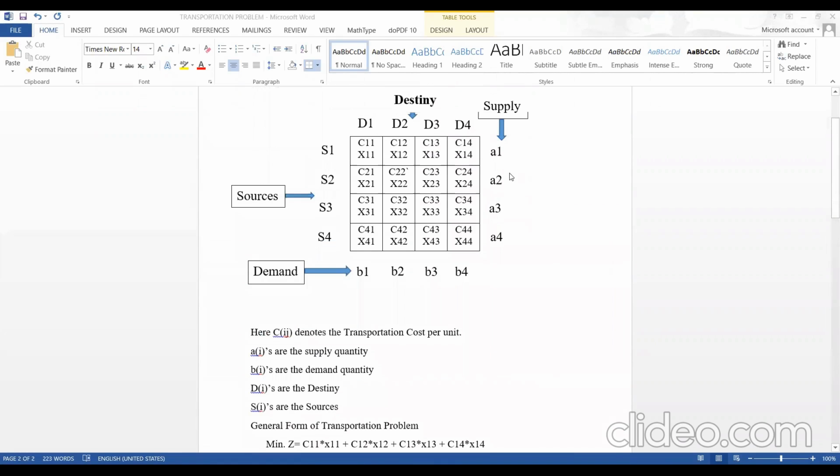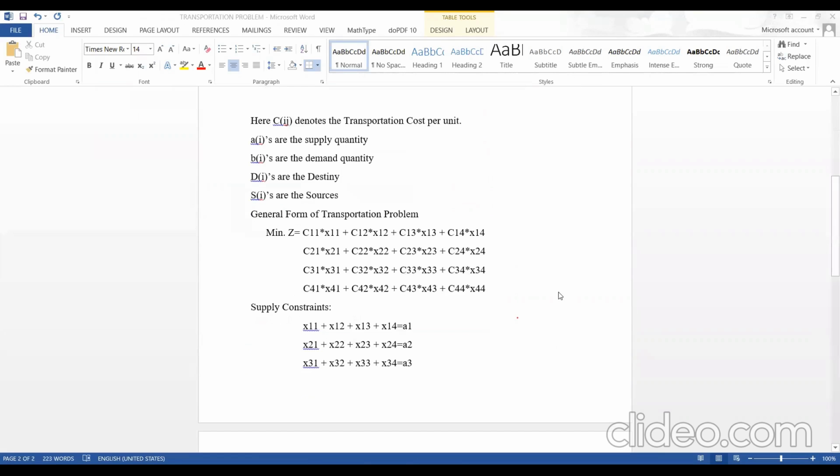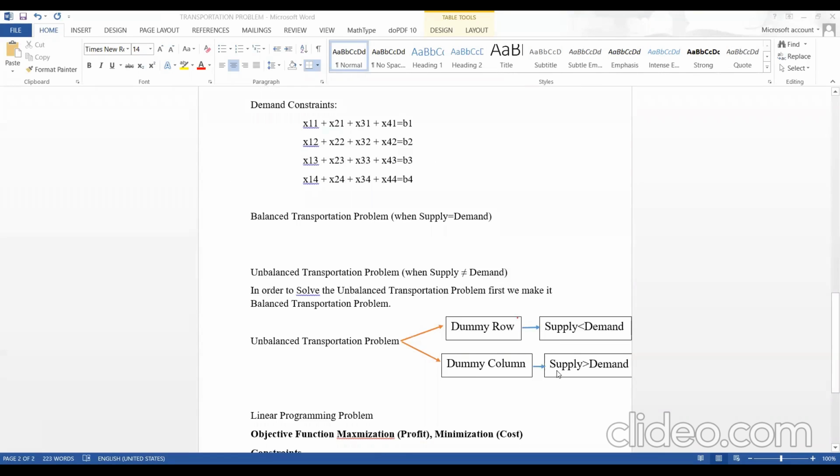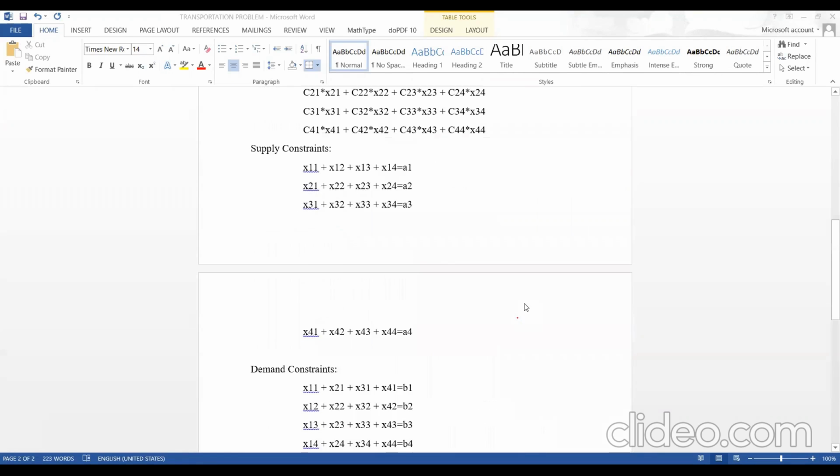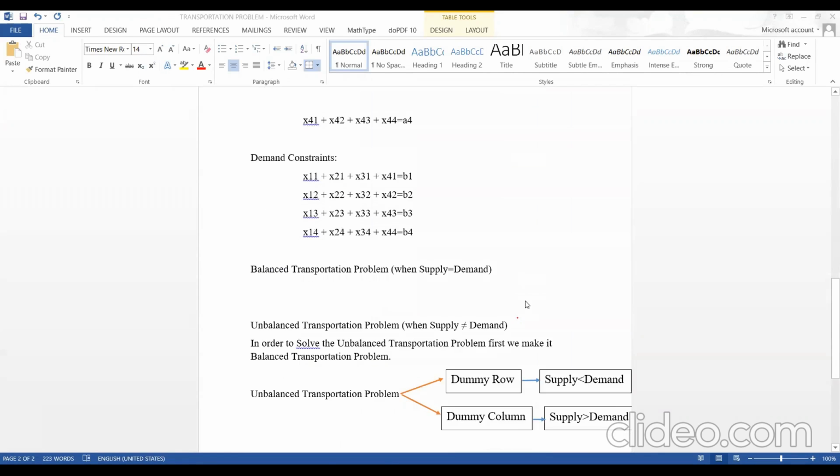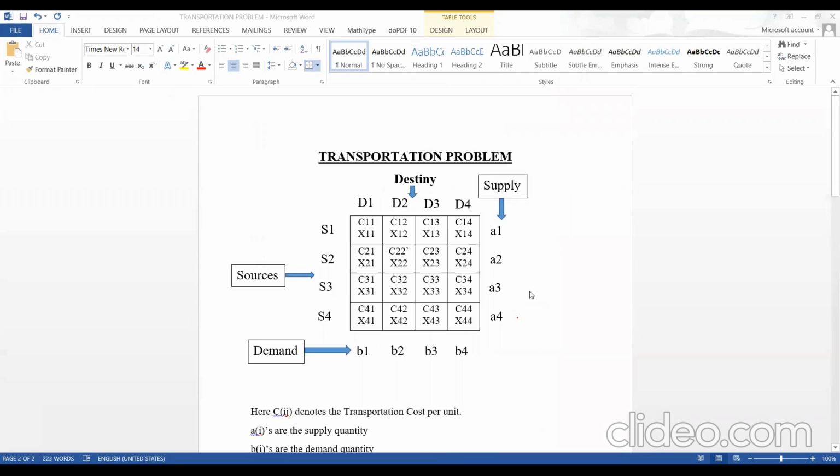Okay, let's see this one. So this is the supply. So what is the condition? Condition 2, supply is greater than demand. So here, this supply is greater than demand.